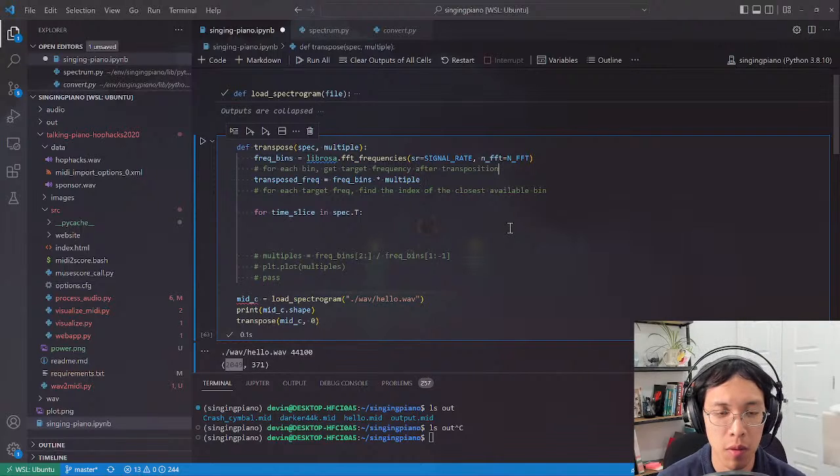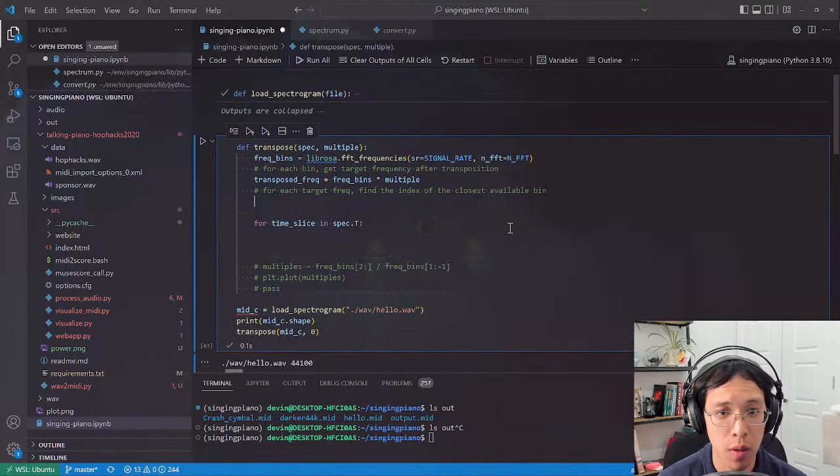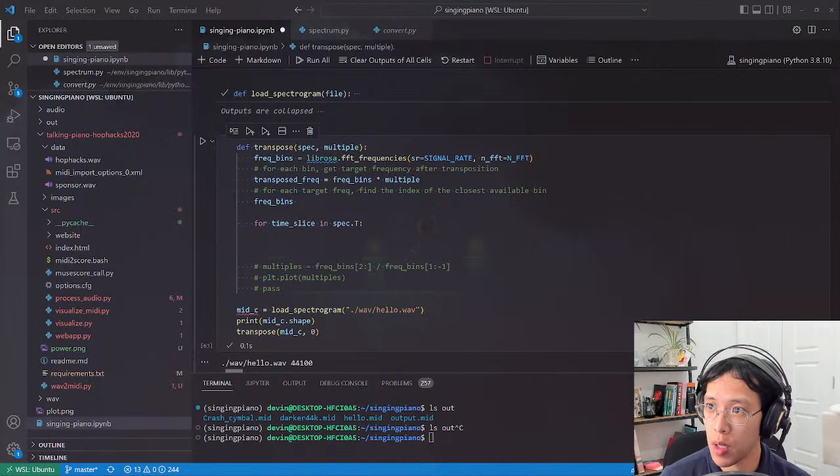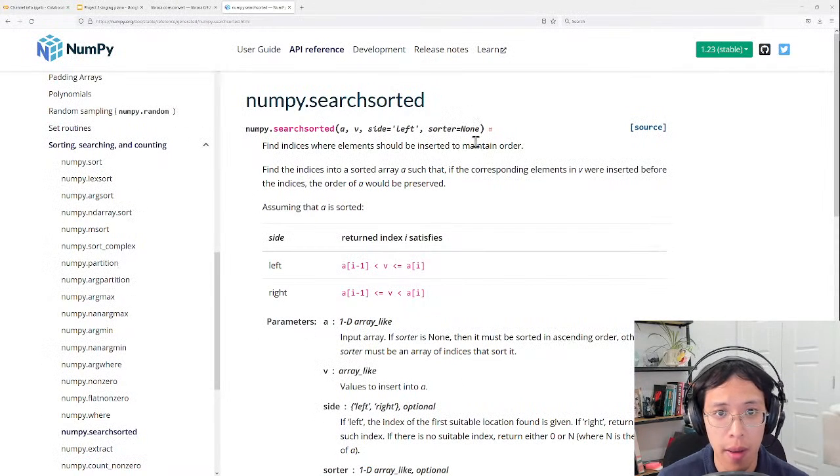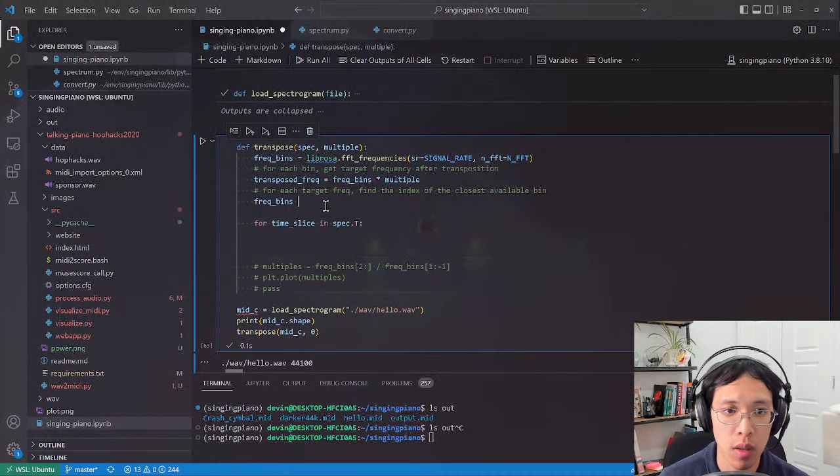Yeah, we'll say it this way, right? So we have the target frequencies here. Now we need to find the bins in freq bins which are closest to these transposed frequencies. So the way you do that is, I believe we can use NumPy searchsorted. So what it's going to do is you run a search algorithm, basically. This array is already sorted, so it should be very fast. Yep. So NumPy searchsorted, you can see it finds where an element should be inserted in order to maintain the order. Great.